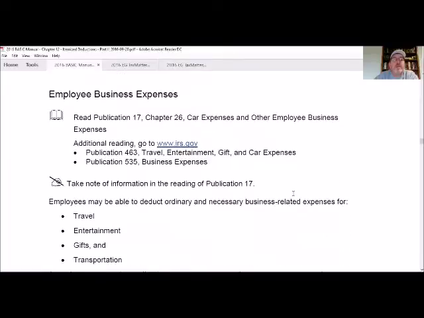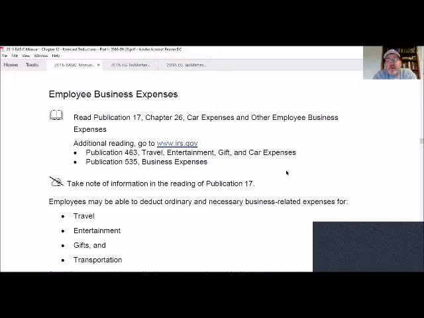Okay, this is the business expenses section. This is where somebody that is a W-2 employee can take their expenses for things that they may incur from their job. A lot of times we think of it as expenses writing off. Most of the time, the other ones that we're going to talk about is somebody that is self-employed.